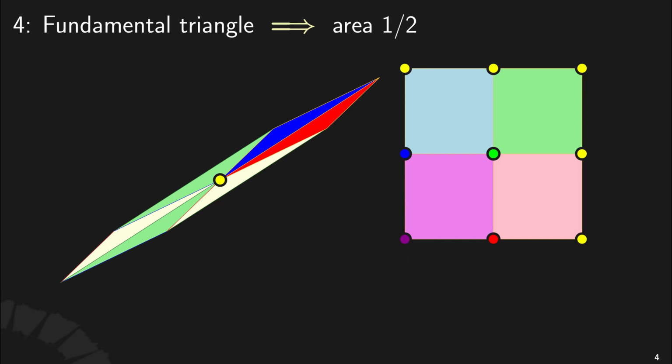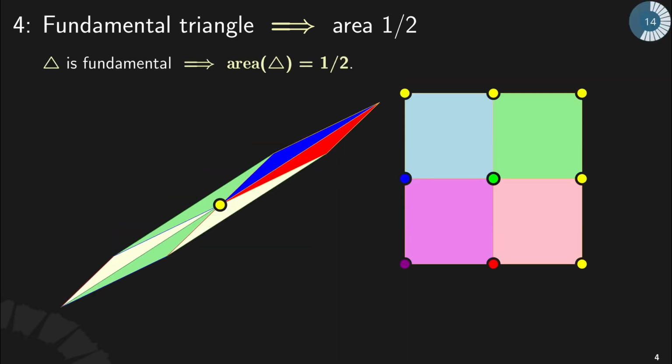And now, again, assign every square to its bottom left corner. Right? This is the vertex of the integer grid. So every integer grid point gets assigned one unit square, and it gets two fundamental triangles assigned to it. Since the two fundamental triangles have the same area, it follows that a fundamental triangle must have area half.